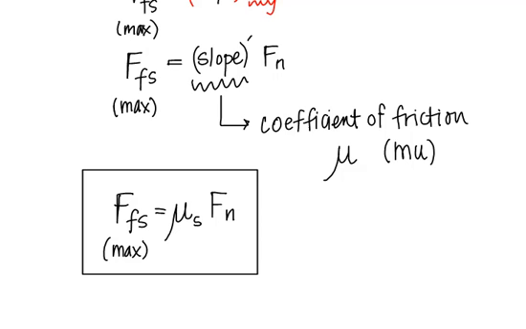So let's talk about units for a second. Force is measured in newtons, and that would be equal to something times normal force, which is measured in newtons. So what do you think this thing has to be measured in, if I need newtons and newtons on both sides? Nothing. The static coefficient is unitless.